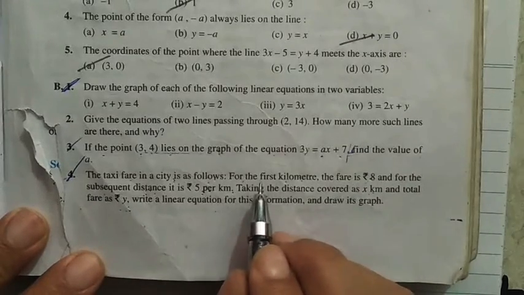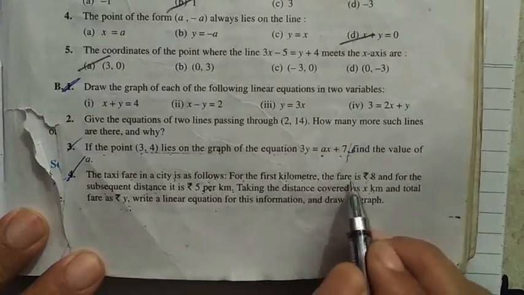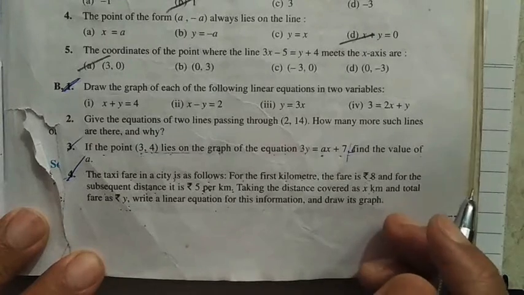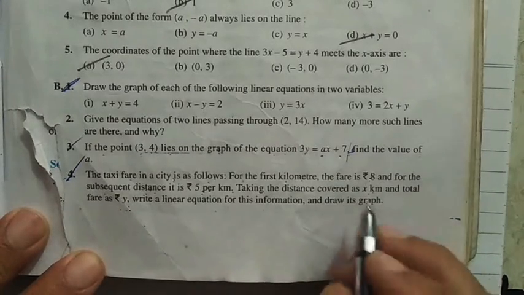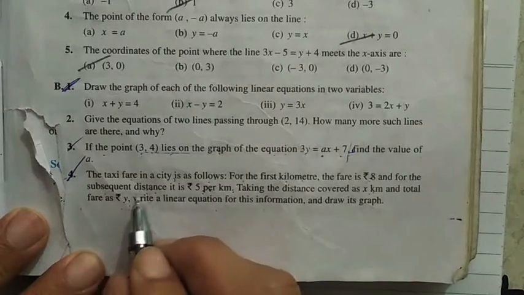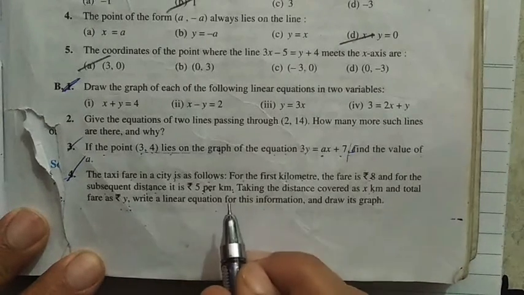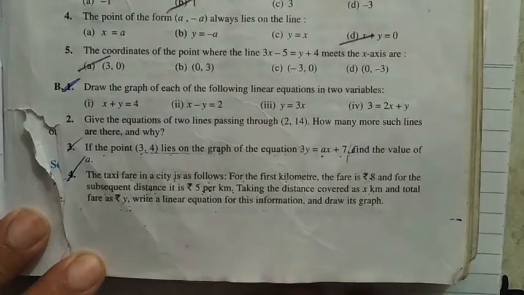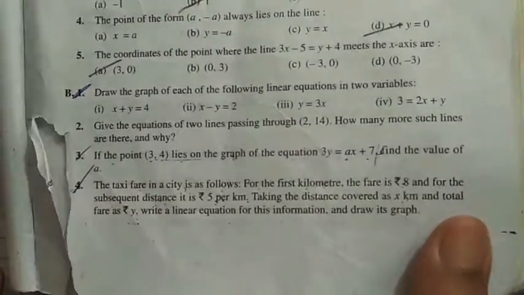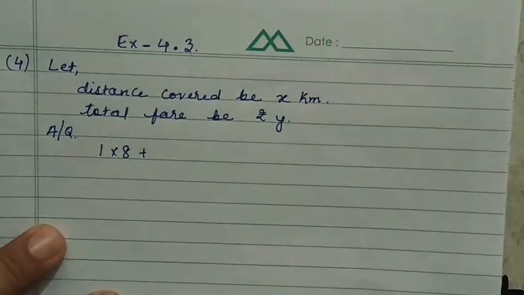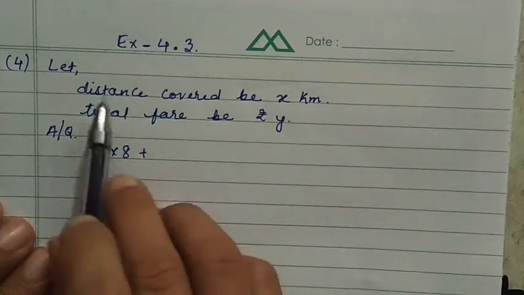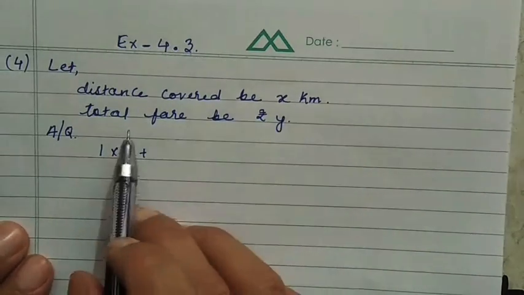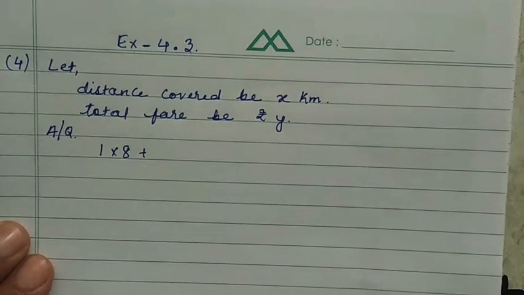Again, according to the question, for the first kilometer, the fare is ₹8. And for the subsequent distance, which means the remaining distance, for every kilometer, ₹5 will be considered. So we don't know the distance, so we'll take let the distance covered be x kilometers and the total fare be y rupees.